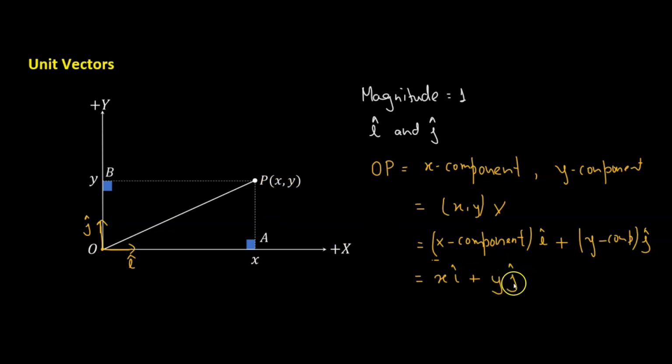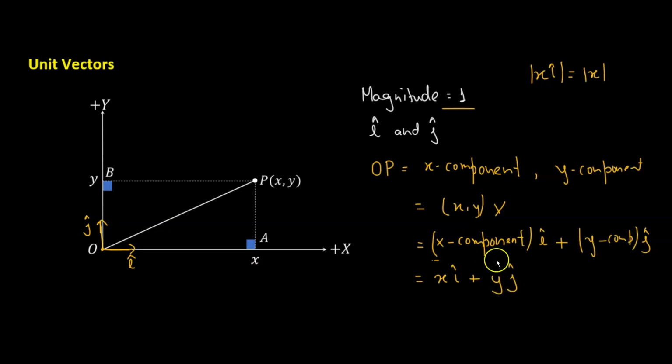Now i cap and j cap are dimensionless quantities, they only specify the direction, so multiplying x with i cap is also not going to affect the magnitude. That means the magnitude of x i cap will be exactly equal to the magnitude of x, because i cap has a magnitude of 1. Similarly for y j cap.